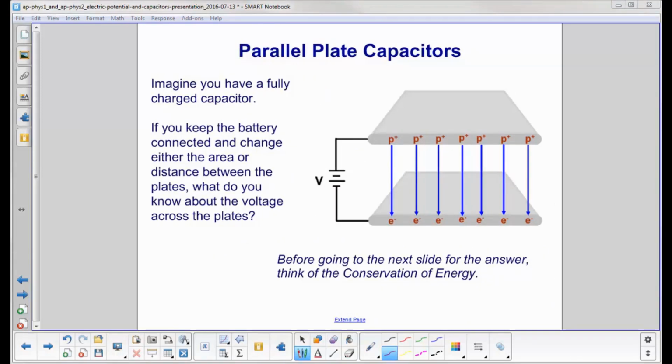Imagine you have a fully charged capacitor. This time you're going to keep the battery connected and somehow change either the area of the plates or the distance between them. Again, don't ask how we're going to do it. We're just trying to illustrate some concepts here. What do you know about the new voltage between the plates? Before going to the next slide for the answer, here's a hint. Think of the conservation of energy.